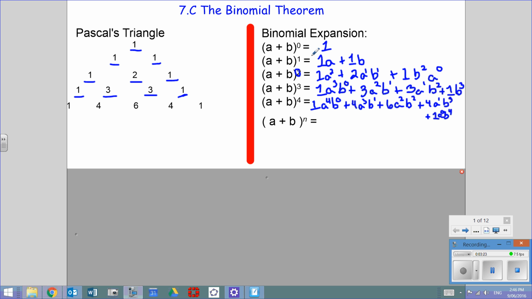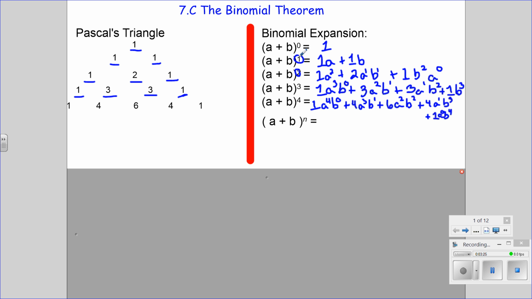Also, notice how many terms we have. If we have an n value of 1, we have 2 terms. N value of 2, we have 3 terms. N value of 3, we have 4 terms in our expansion. N value of 4, we have 5 terms in our expansion. So we always wind up with n plus 1 as the number of terms, one more than what our degree is.